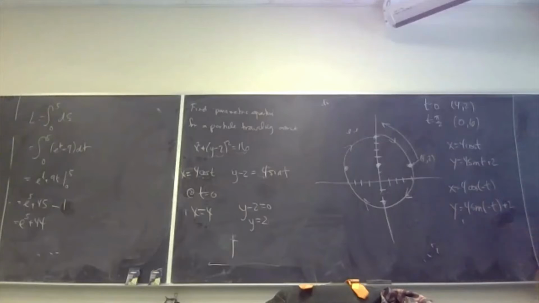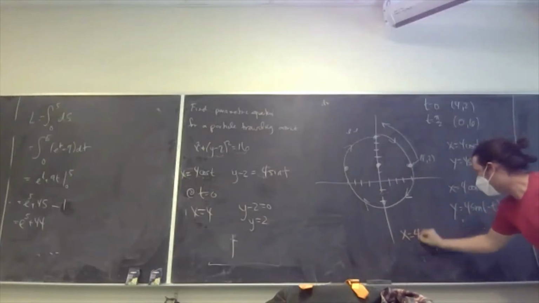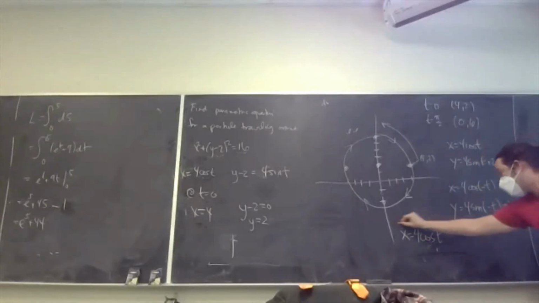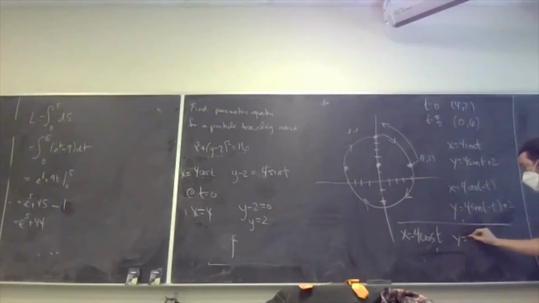And I can actually do one better than this. You guys remember that cosine is an even function? So cosine of t and cosine of minus t are the same. And sine is an odd function, which means the negative sign pulls out. So the simplest version of this answer would be x is equal to 4 cosine of t, because cosine is even, and y is equal to minus 4 sine t plus 2, because sine is odd, which lets you get that negative sign and stick it out front.